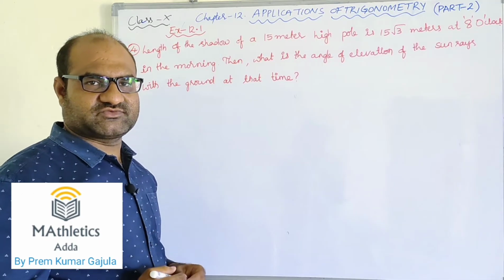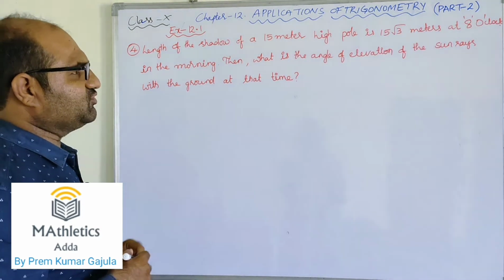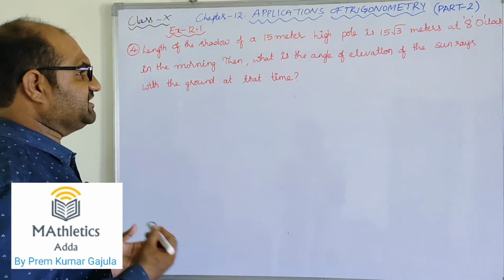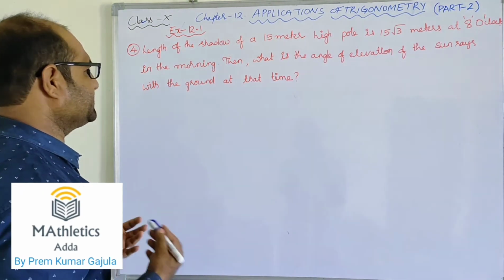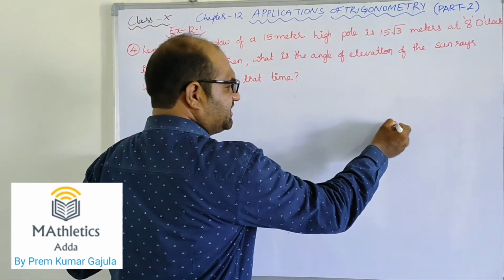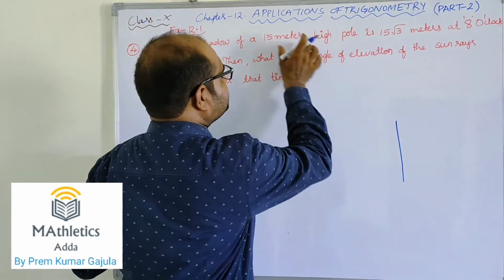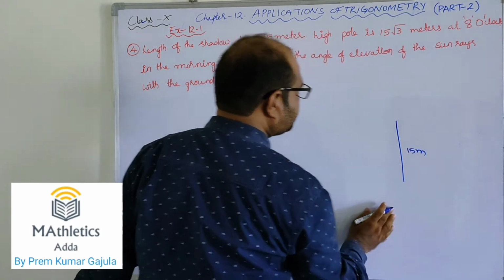Now let us look at the next question. The length of the shadow of a 15 meter high pole is 15 root 3 meters at 8 o'clock in the morning. Then what is the angle of elevation of the sun rays with the ground at that time? So now let us take it like this. First of all, it is given that the height of the pole is 15 meters. So I am taking this pole that is of 15 meters.